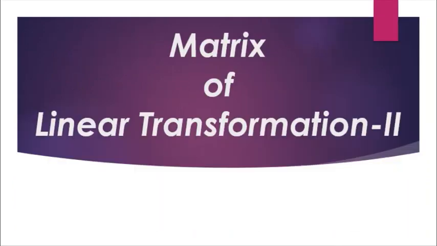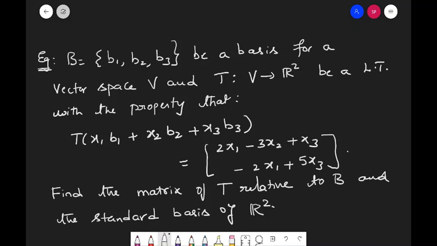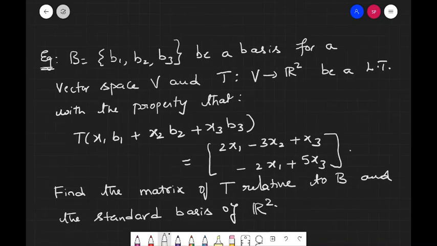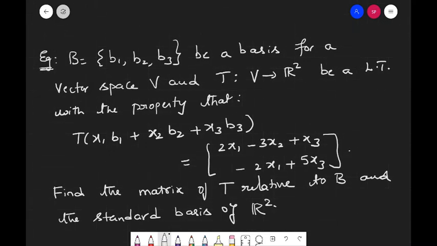In this lesson, I am going to explain few more problems on matrix of linear transformation. Let B be equal to the set containing b1, b2, b3, a basis for a vector space V, and T from V to R2 be a linear transformation with the property that they have given here. Let us look in detail into the property when we solve it. Find the matrix of T relative to B and the standard basis of R2.